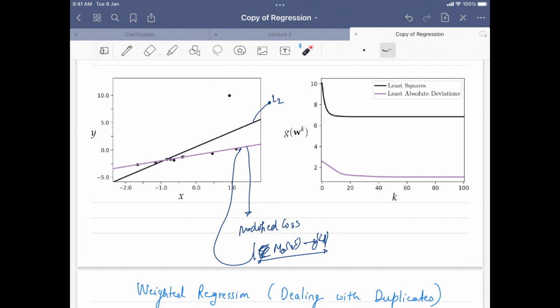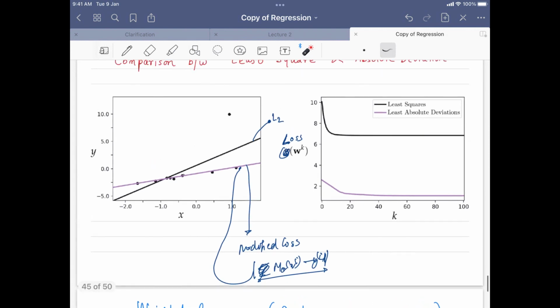And you can also see the gradient descent plots here. The least square, which is also called the L2 loss, is making this much error. This is basically the loss. So you can see how much loss it is making as you go from k equal to 0 to 100. And you can see the purple line, how much loss it is making when it moves from k equal to 0 to 200. So by modifying the loss function, you can actually do this type of thing.